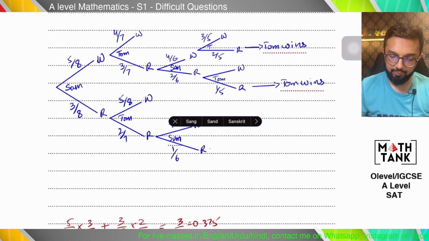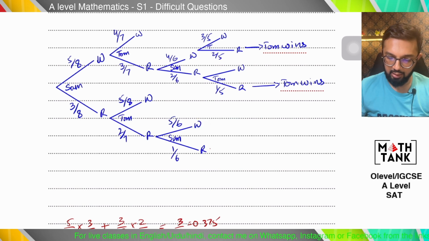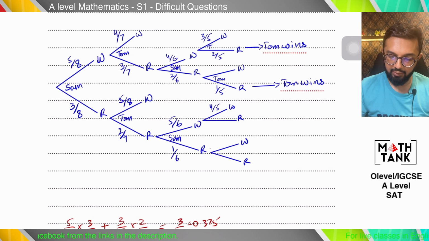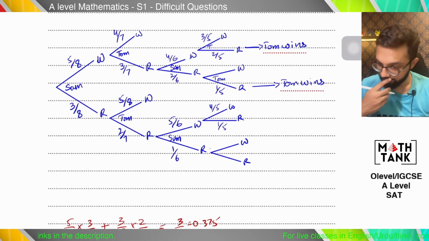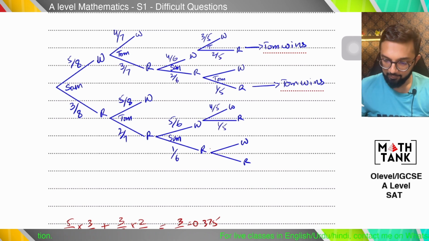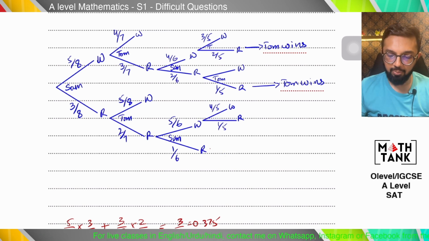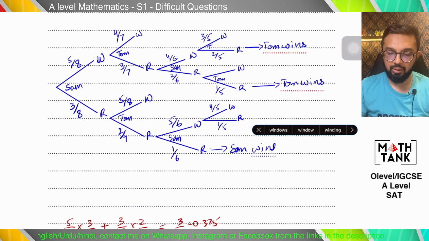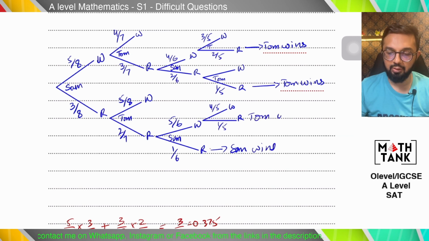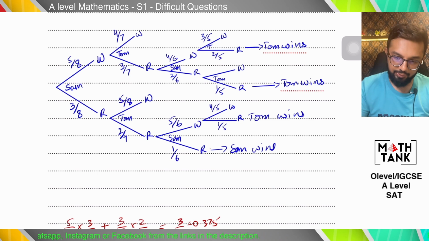Sam. Okay, and then I have Tom. So Tom could win here, or Tom could win here. White or red? White or red. 4 out of 5 and 1 out of 5. Okay. Now this branch couldn't have happened. Why? Because Sam has already won. So that's the only branch that could happen, and Tom wins here. So that's a tough question to solve.